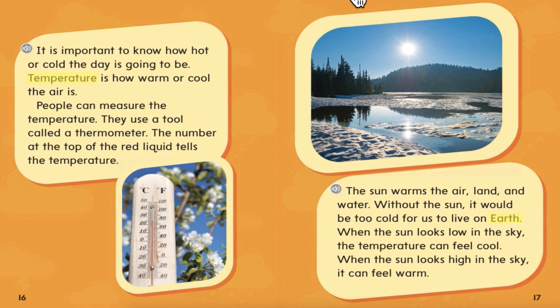Without the sun, the earth would be too cold for us. When the sun looks low in the sky, the air can feel cool. When the sun looks high in the sky, the air can feel warm.